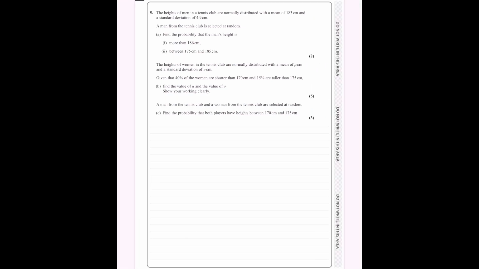Okay, normal distribution. The men are normally distributed with a mean of 183 and a standard deviation of 4.9. So I'm going to use M as my variable. That's normally distributed. 183 is my value of mu, and 4.9 squared. Standard deviation of 4.9. Probability of picking a man at random greater than 186 centimeters.